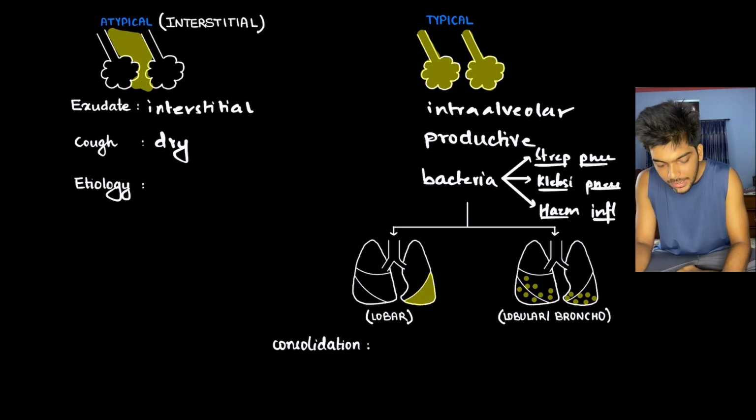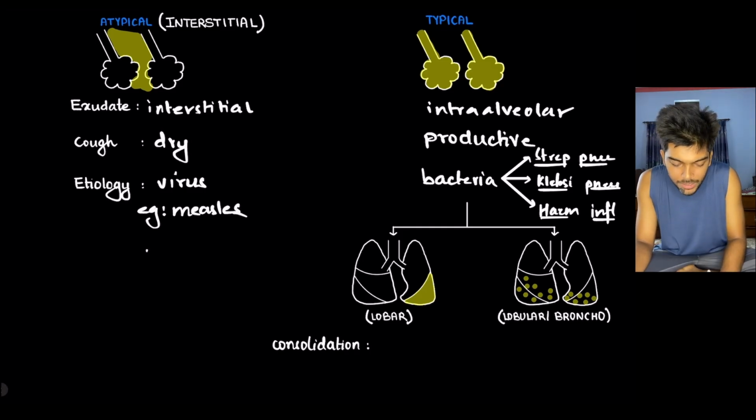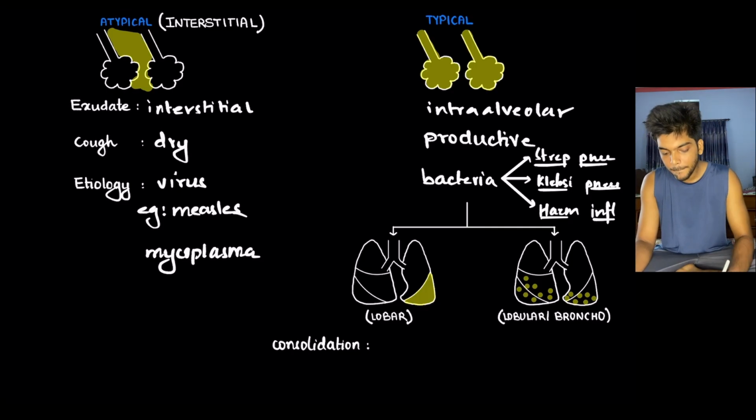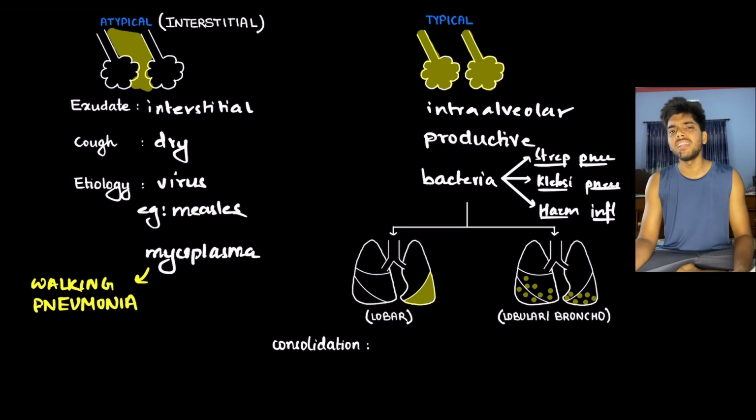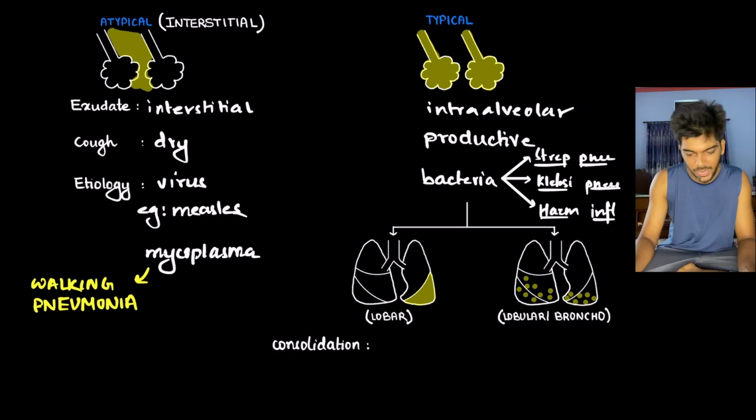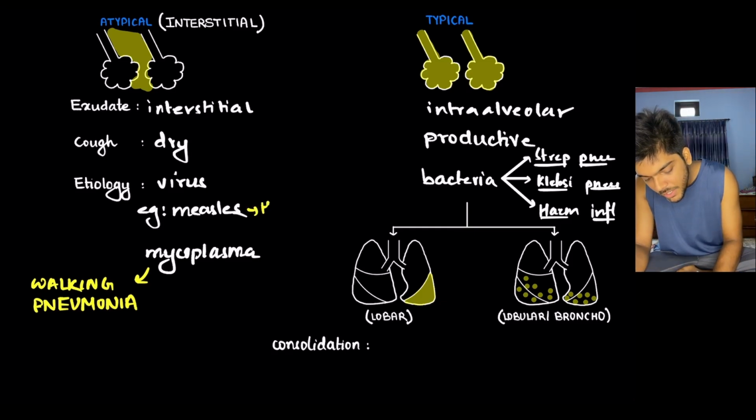Atypical pneumonia, on the other hand, is usually due to virus. For example, measles. But there is an exception. One bacteria by the name of Mycoplasma also causes atypical pneumonia. Mycoplasma causes something called walking pneumonia. What is walking pneumonia? It's a type of pneumonia caused by Mycoplasma where the symptoms are not that severe, so the patient can simply walk to the hospital. So walking pneumonia. Measles causes Hecht's pneumonia.